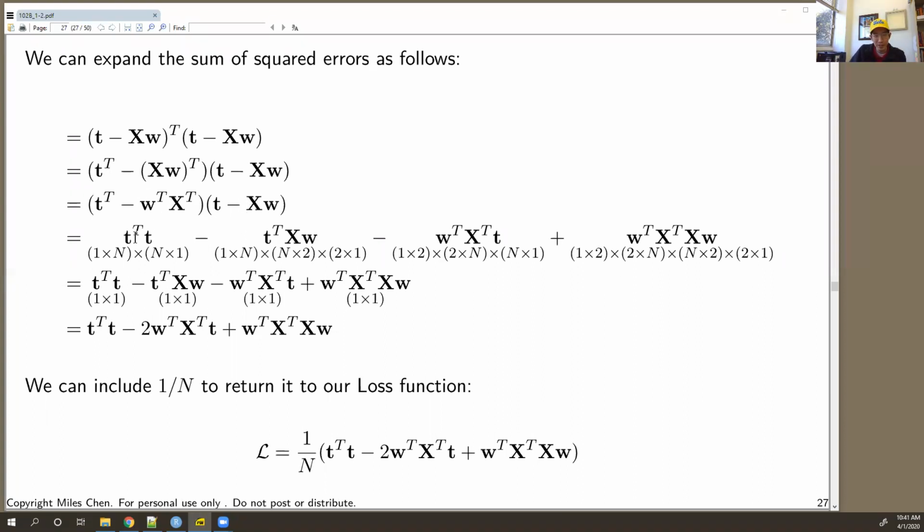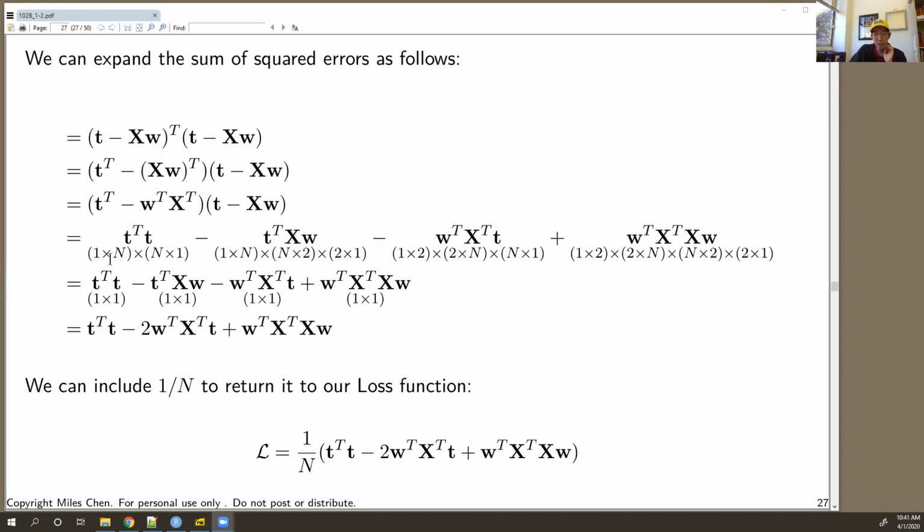Okay, so we're going to get t transpose t, then t transpose xw, the inner is w transpose x transpose t, and the last is going to be w transpose x transpose xw, okay? And again, I've written down the dimensions underneath each of these things, and the important thing when you multiply matrices is that the inner dimensions line up so that you don't have dimension mismatch, okay?